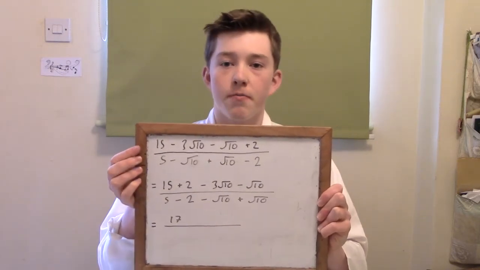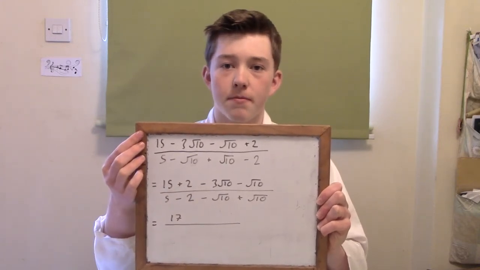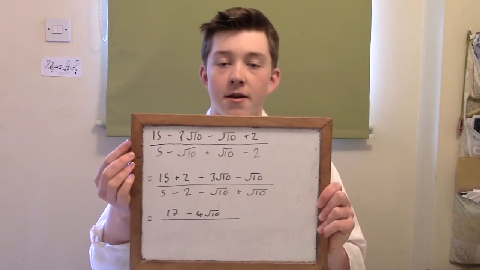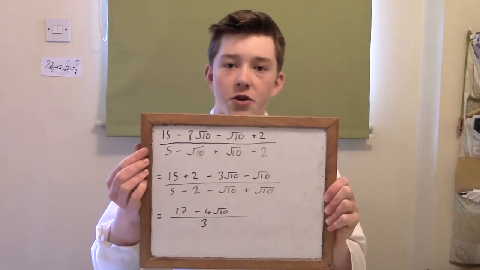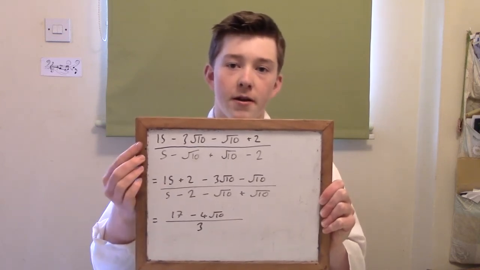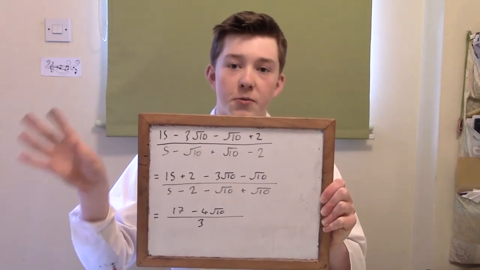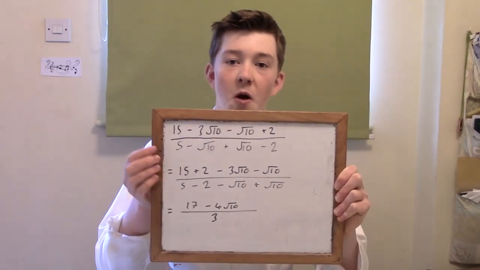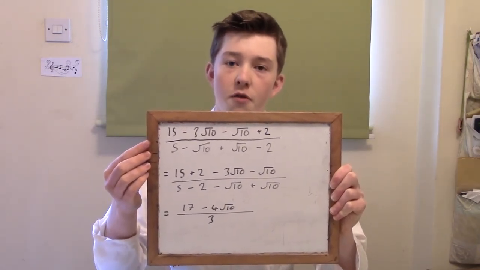15 plus 2 makes 17, so that will be the first number we put on the numerator. Next, negative 3 root 10 added to negative root 10 will make negative 4 root 10. Finally, we'll simplify the denominator by working out that 5 minus 2 will make 3, and negative root 10 plus root 10 will cancel out to 0, so the denominator will just be 3. This leaves our final answer as 17 minus 4 root 10 over 3.